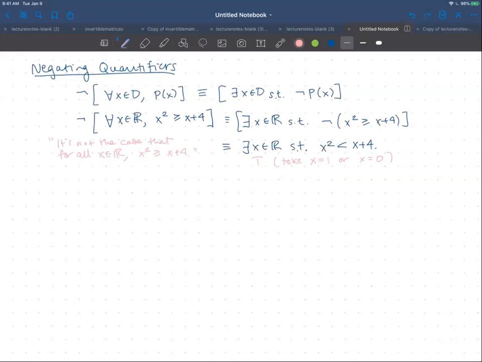Okay, we want to be able to negate the existential quantifier as well. So let's see what happens there. If we take the negation of something like there exists x in our domain of discourse such that propositional function of x, that's equivalent to, well, we're going to get a universally quantified statement: for all x in our domain of discourse, it is not the case that P of x. Right, and so when we negate an existential quantifier, we get a universal quantifier, and when we negate a universal quantifier, we get an existential quantifier.